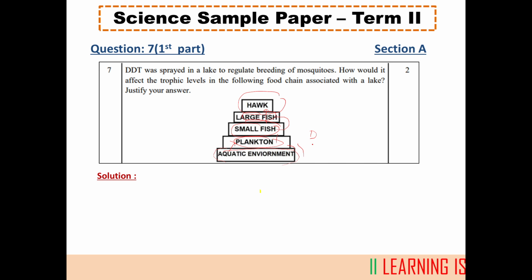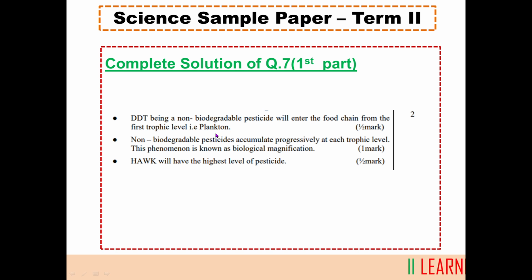So this is actually called biological magnification of DDT. Finally the hawk will get the most DDT, and that is why the death of hawks happens basically because of DDT. So you see the final answer is here. Just write it down, pausing the video.